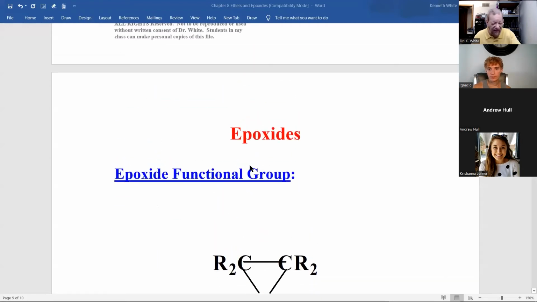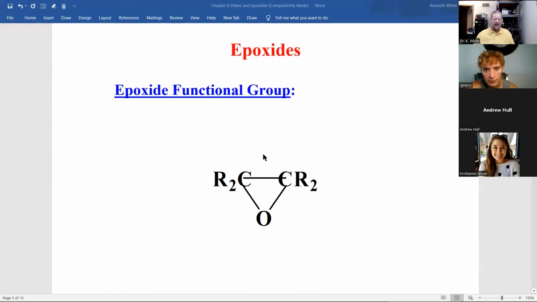And guess what time it is? It's new functional group time. And this is called an epoxide. Now, I have it written here. An epoxide at first glance you think is an ether, but it's not. It's a separate functional group.